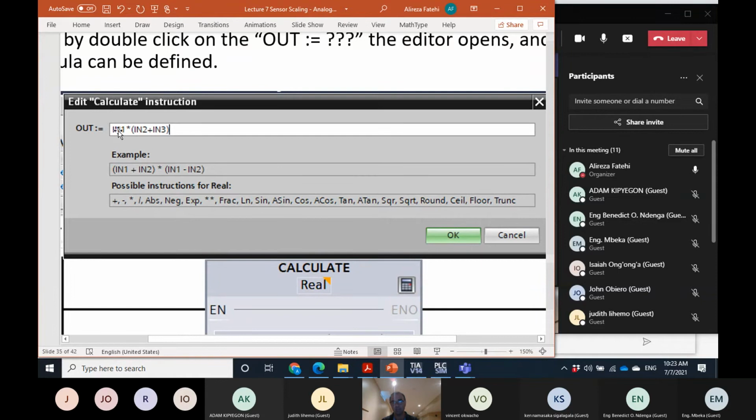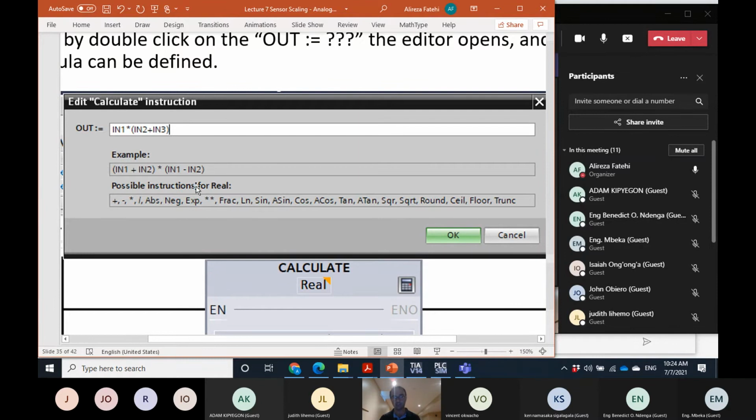If you use the basic math functions, you need one instruction for the addition and one for the multiplication. But with calculate, you can implement them all together. Of course, this calculate function does not support all math functions available in the PLC. It supports some of the instructions, not all of them.